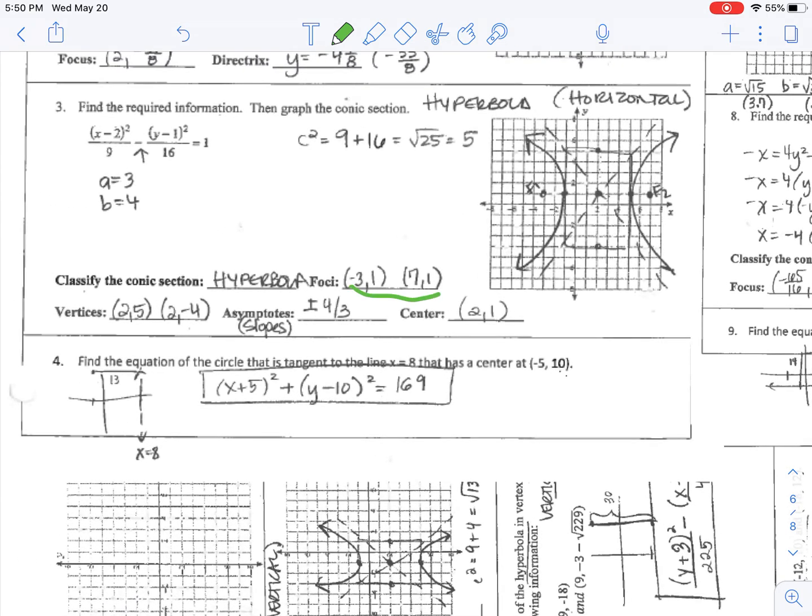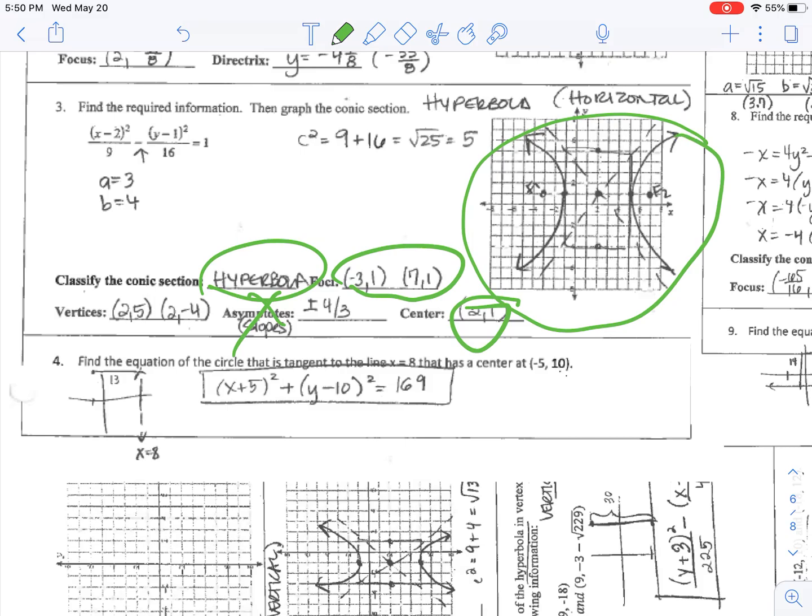Let's see. So we got this, and we got this, and we got this, and you're not having to name the asymptotes. We got this picture, and these are really your vertices, and they named these minor vertices. Those are not really your vertices. Your vertices would be where this bends. So I would count on ours, which would be 5, 1, and -1, 1.